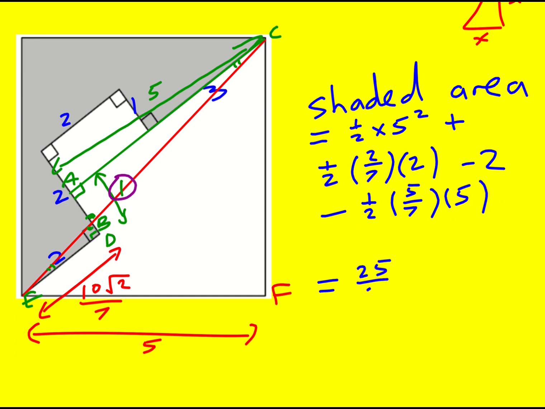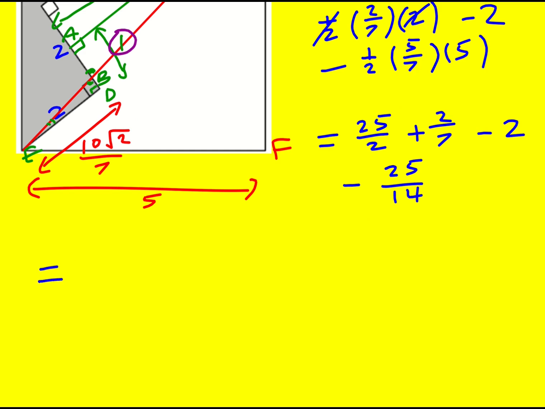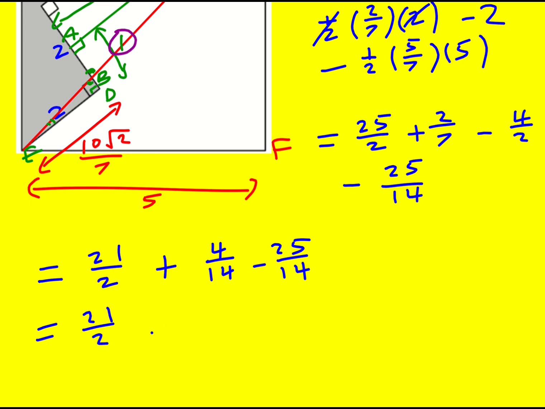So it's going to be 25 over 2 plus 2 over 7, because the half and the 2 just cancel, minus 2. We'll leave it like that for now. And then minus 25 over 14. Looking a bit messy. Okay, let's keep going with it though. So actually, I'm going to write 2 as 4 over 2. Okay, so I'm going to get 21 over 2 by combining these. And then 2 over 7 becomes 4 over 14 minus 25 over 14. This is going to be minus 21 over 14, which is 21 over 2. Divide top and bottom by 7 gives me 3 over 2. So 18 over 2, and we are there.